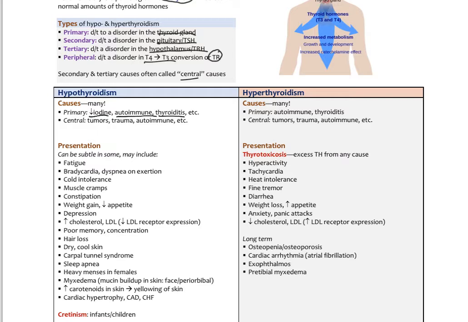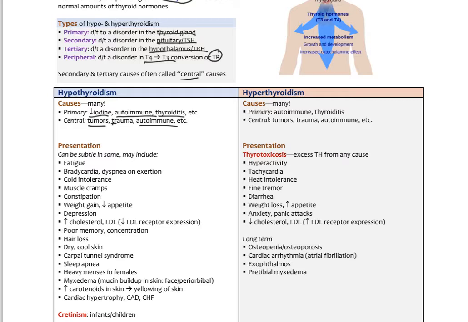And then the primary causes of central hypothyroidism would be any tumor to the pituitary, any trauma, autoimmune disease, other infiltrative diseases like sarcoidosis and hemochromatosis and so forth. So we'll go over those in the hypothyroid section.